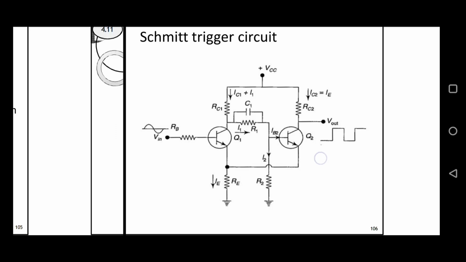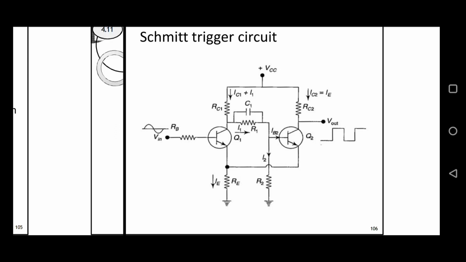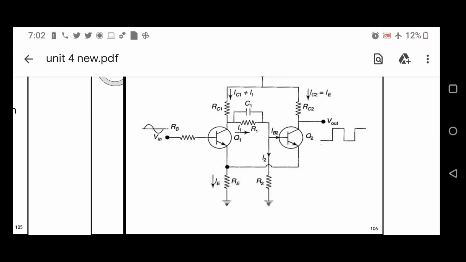When the power supply is applied to the circuit, at the initial condition Q2 is on and Q1 is off. So Q2 starts to conduct and Q1 does not start to conduct. When Q2 is on, the collector and emitter of Q2 are short circuited. So the output voltage is Vout equal to VCE saturation. And now Q1 is off, so the collector and emitter of Q1 are open circuited. This is the first condition of this Schmitt trigger circuit.